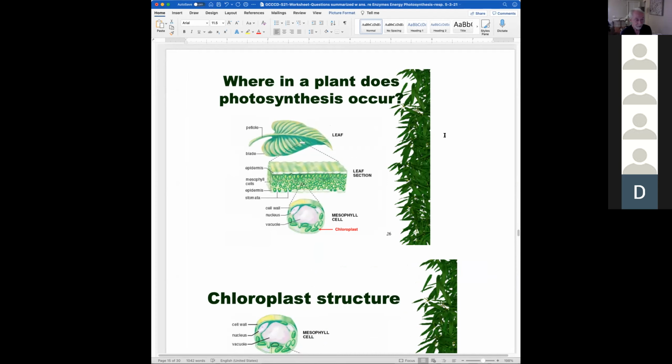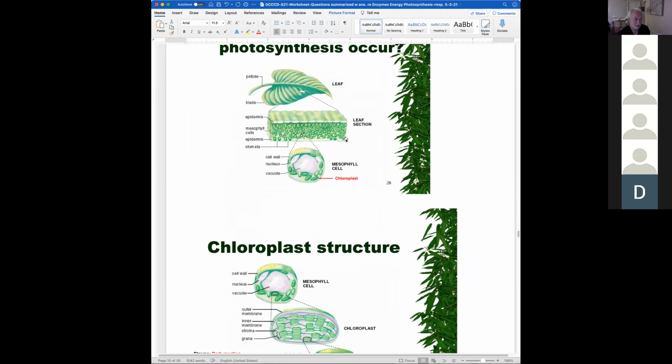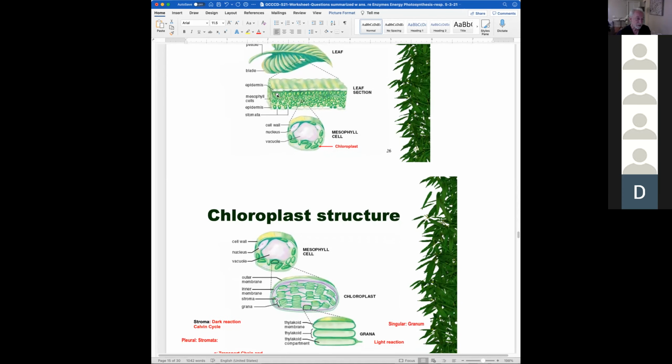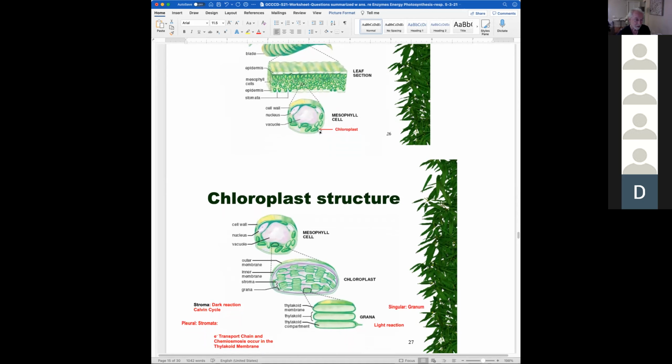So for example, a stem, most plants have green stems, so they're photosynthetic, but most of the photosynthesis goes on in leaves. So you see here a leaf, and then a cross-section of a leaf showing the different types of cell: epidermis, stomates, and the bulk of the cells in a leaf are mesophyll cells. And if you look inside a mesophyll cell, you see the nucleus. Remember, plants have very large vacuoles for a number of reasons, including to hold water, and they have chloroplasts.